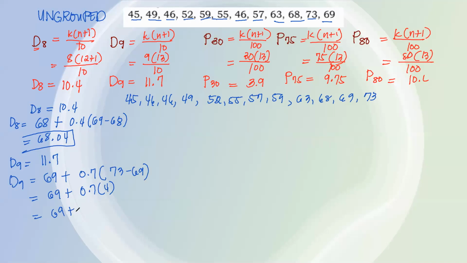0.7 times 4 is 2.8. So we have 71.8 as our D sub 9. How about for P sub 30?